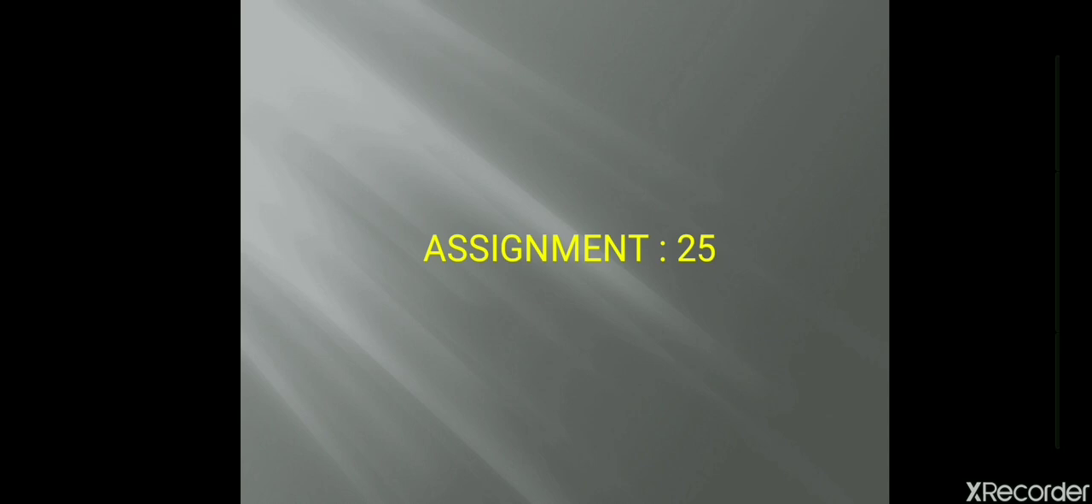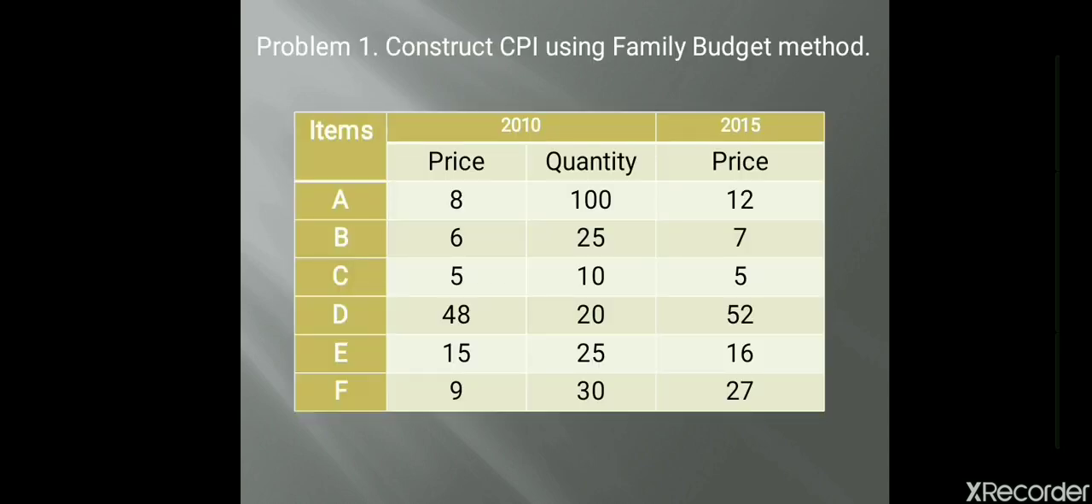With this, we are opting for assignment number 25 and I am going to give you few problems relating to today's discussion. Here we go. The first problem under assignment, construct consumer price index using family budget method. Items are A, B, C, D, E and F. And the next column heading, year 2010, it got two columns under it, price and quantity.